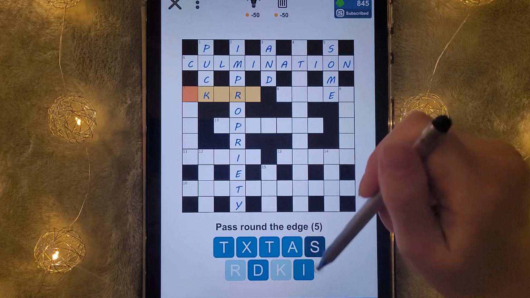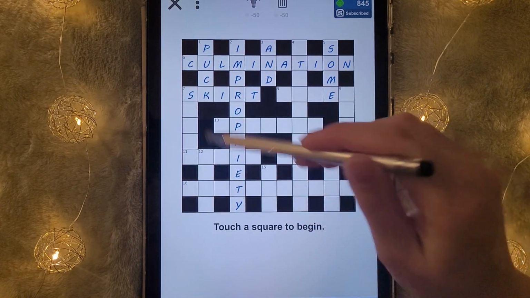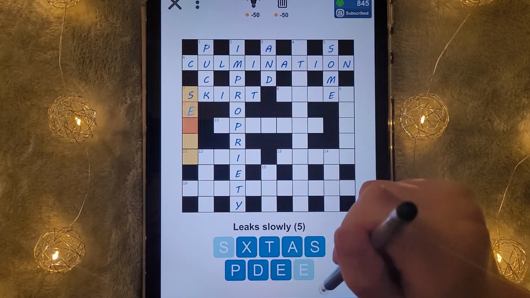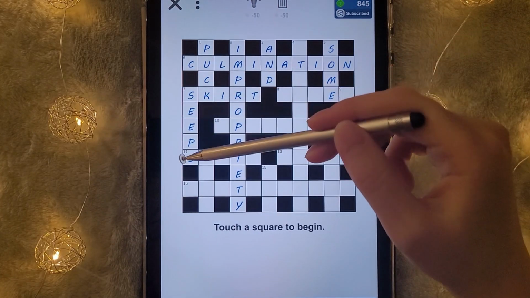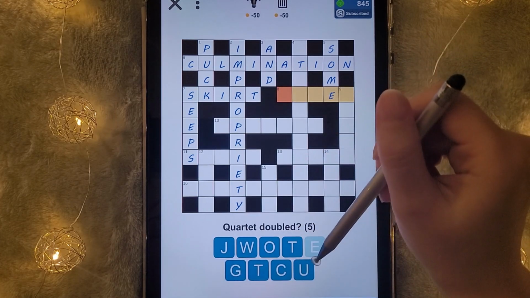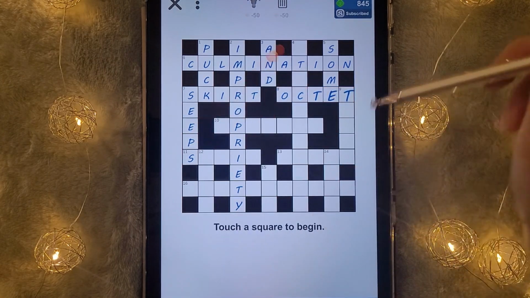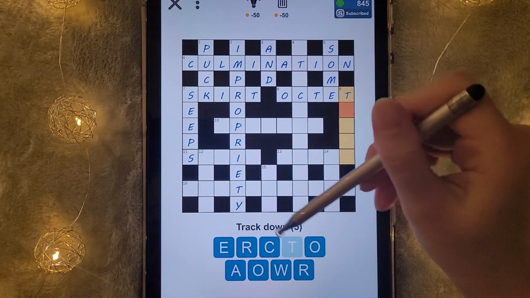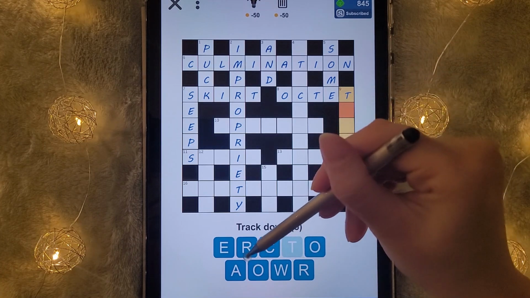Pass around the edge, I believe that's the skirt. Let's do a 7 going down. Leaks slowly. I think that is seeps. Just seeps out too easy. Yes, okay. And let's do 8 going across. A quartet doubled would be an octet. Let's do 9 down. Starts with a T. Track down. Perhaps trace.